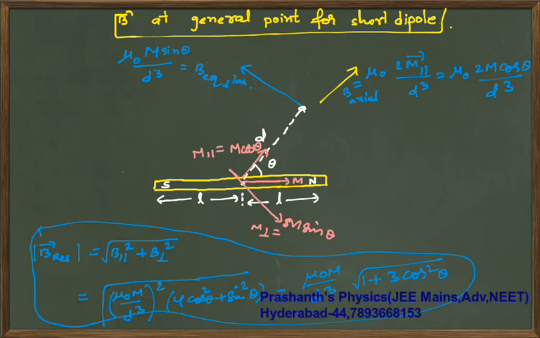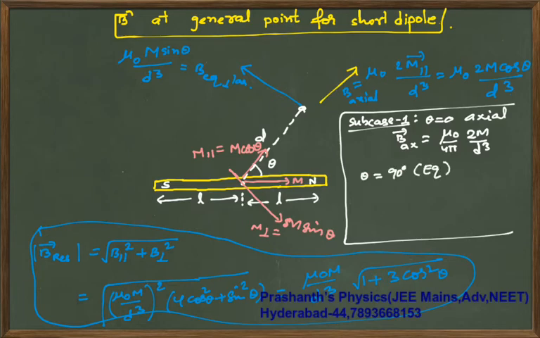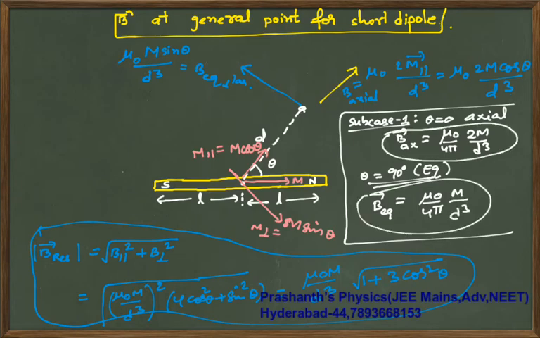Now, to check whether this is correct or not, what you can do is subcase 1, theta equal to 0, axial line. You will get B on axial line, for a short magnet, as mu naught by 4 pi into 2m by d cube. If theta is equal to 90 degrees, it will become equatorial line. B on equatorial line is mu naught by 4 pi into m by d cube. Okay, right? So this is what you have.